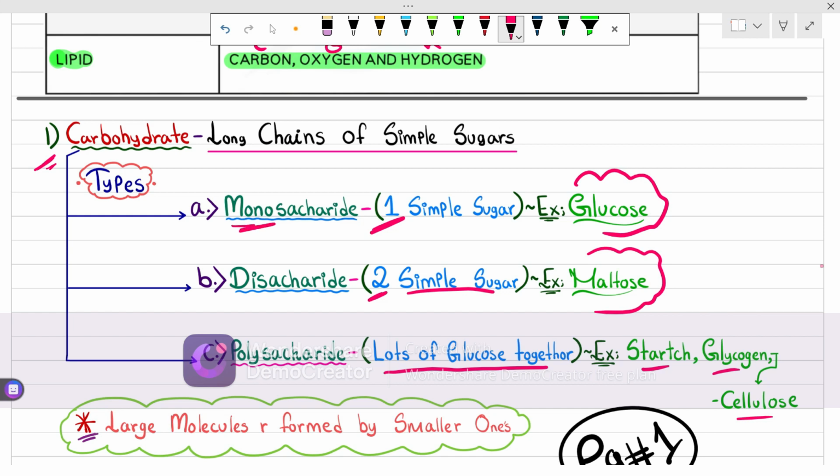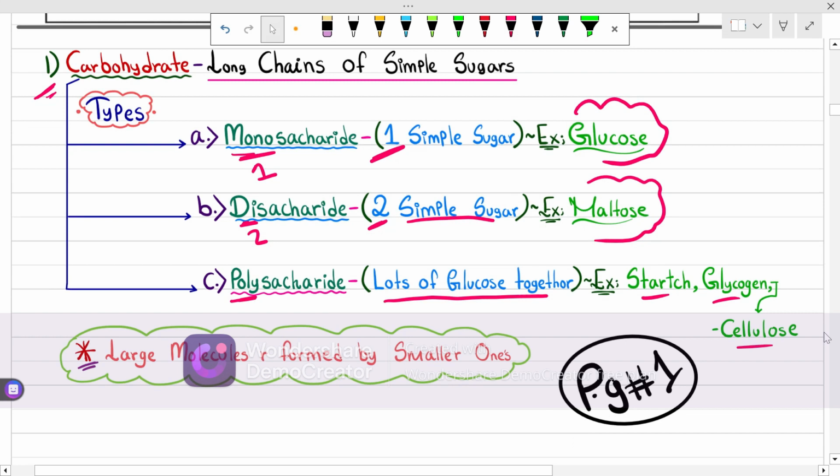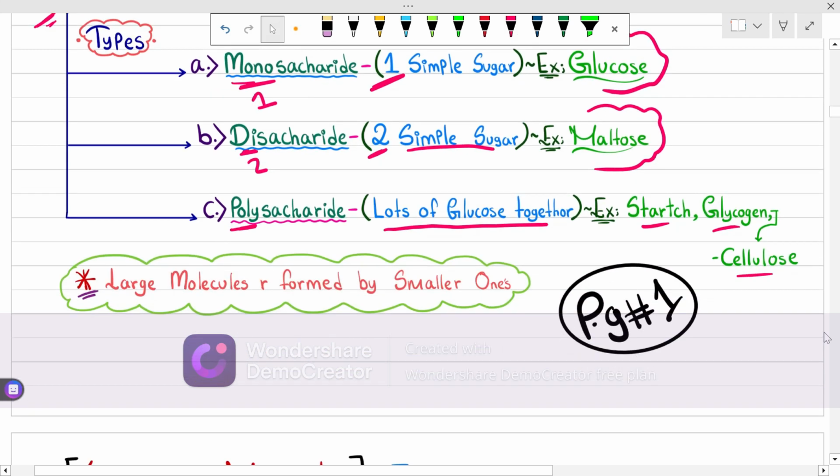Mono means one, so one simple sugar. Di means two, so two simple sugars. And poly means many, so lots of glucose together. Large molecules are formed by smaller ones. For example, when we take the formation of polysaccharides, we have many monosaccharides, so many small molecules that combine together to form a large molecule like polysaccharides.